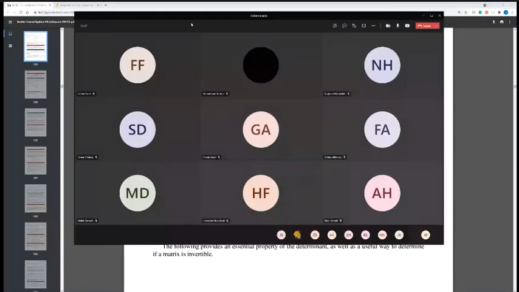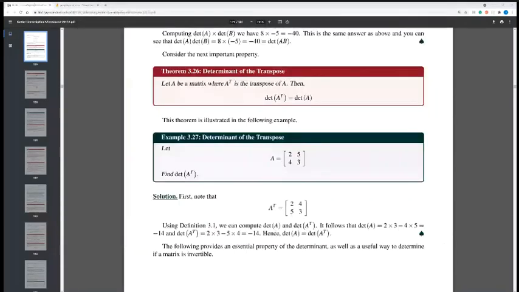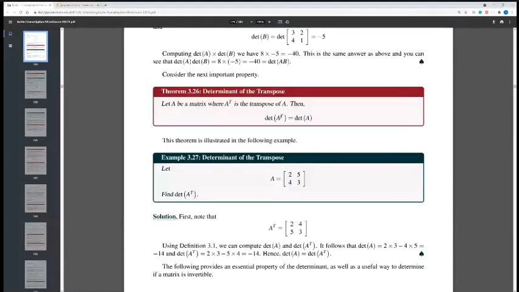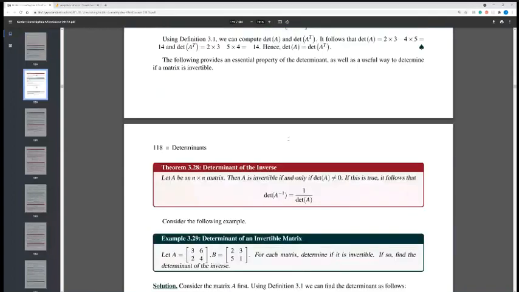Okay, then the next topic is something that I already mentioned before. The determinant of A transpose is the same as the determinant of A. So transposing the matrix does not change its determinant. This is something that you need to keep in mind.